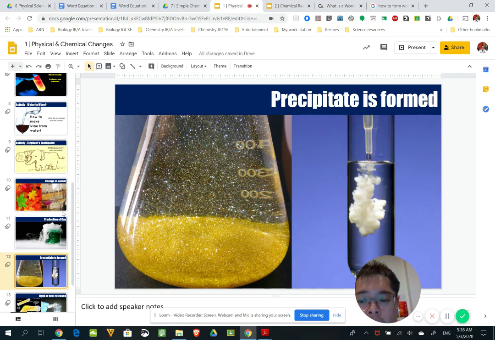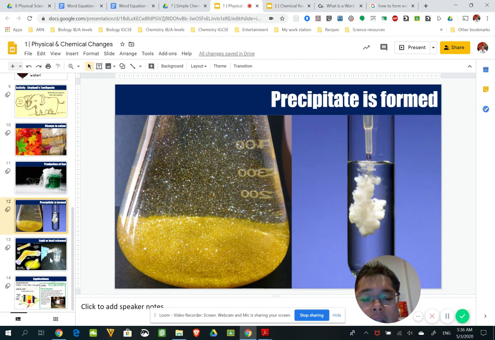We will do all of these in future experiments so that you will understand what is meant by a chemical change and a physical change. Sorry, let me take that back. It's chemical changes, okay? Evidences of chemical changes.